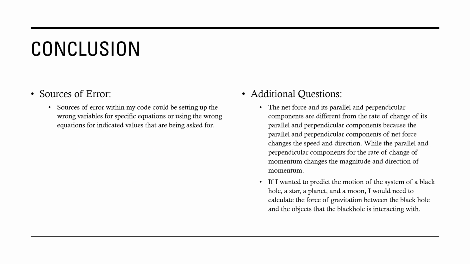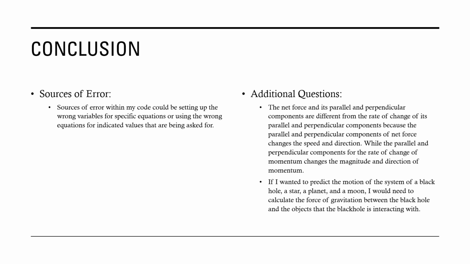So our conclusion: sources of error could be setting up the wrong variables for specific equations or using the wrong equations for the values being asked for. Additional questions: the net force and its parallel and perpendicular components are different from the rate of change of its parallel and perpendicular components, because the parallel and perpendicular components in net force change the speed and direction, while the parallel and perpendicular components for the rate of change change the magnitude and direction of momentum.